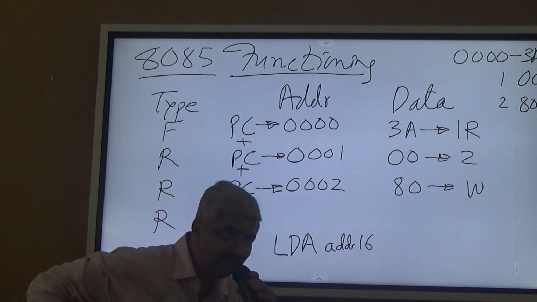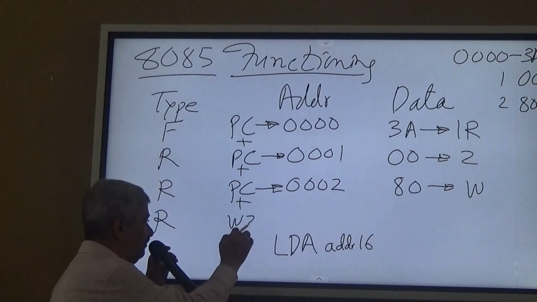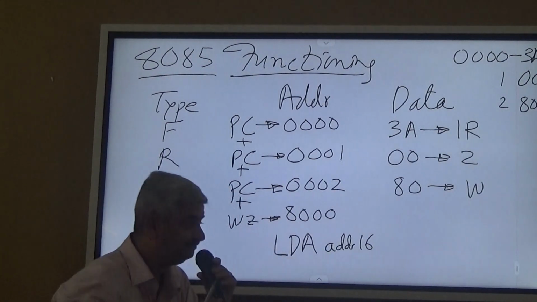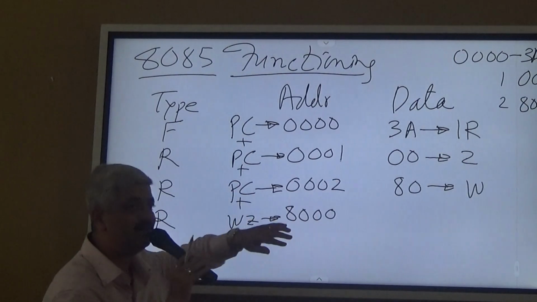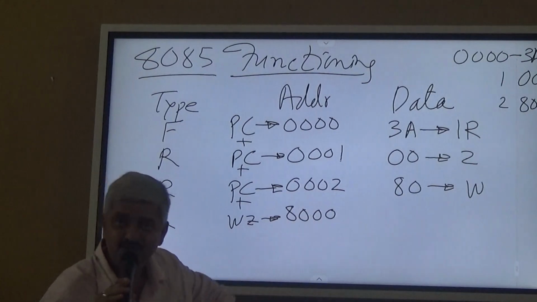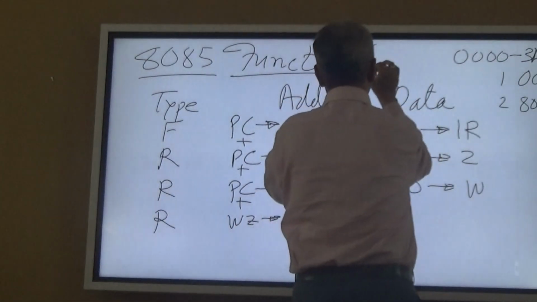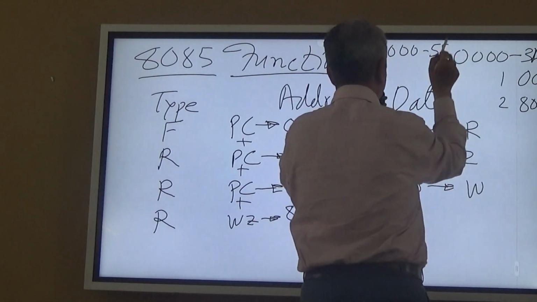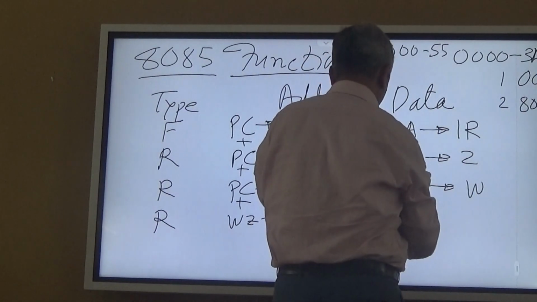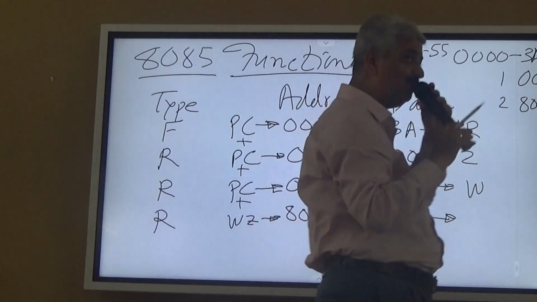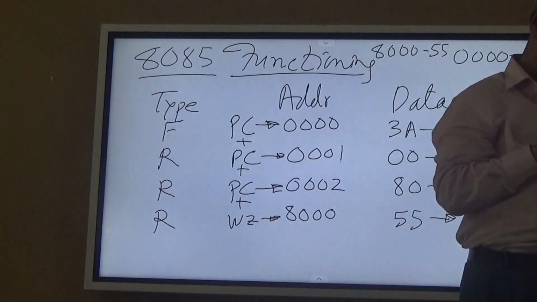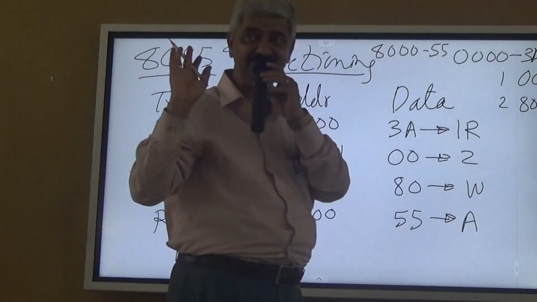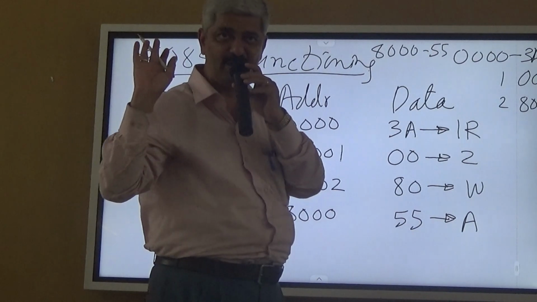And so WZ will give the address. WZ giving address, that is now 8000. What is data? At 8000 there will be something, we don't know what. So say at 8000 there is 55 for the time being. So 55 will come on the data bus, and where should it go now? 55 should go to the accumulator. Is it clear? No ambiguity.